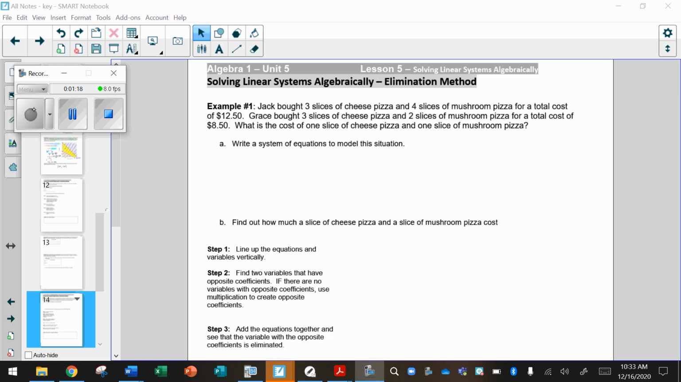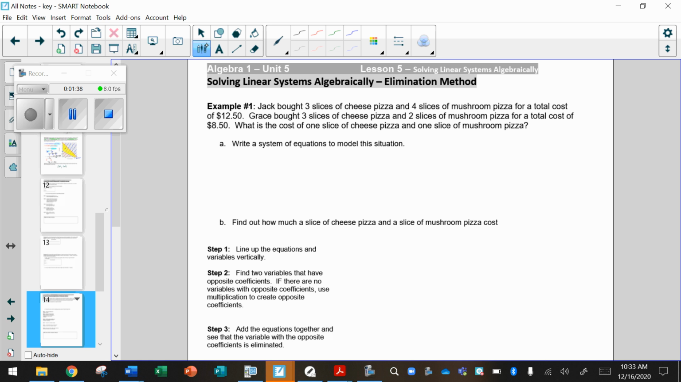But we're going to have to use skills similar to what you do when you get a common denominator of a fraction, where you multiply to change the numbers how they look, but you don't change the value. And I'll walk you through all of this as we go. So let's read our example number 1.